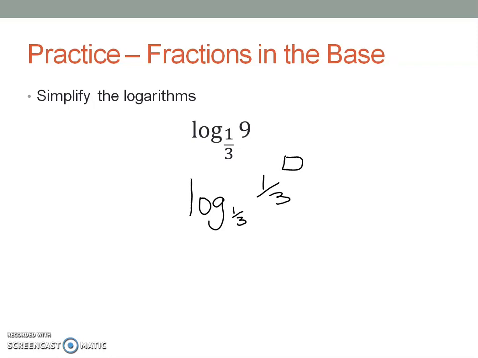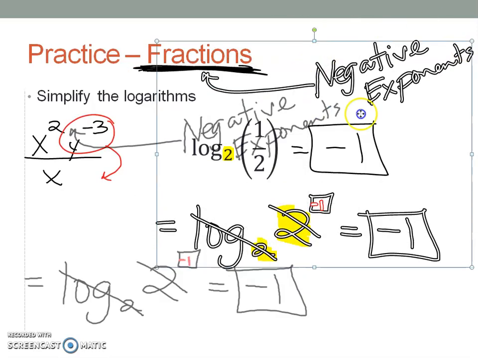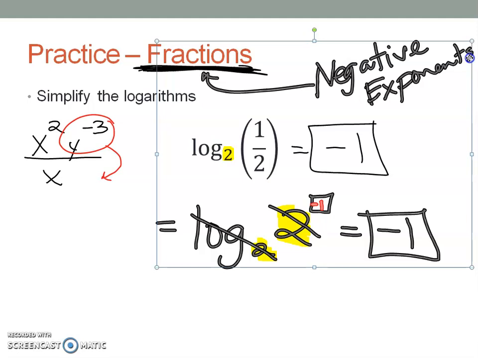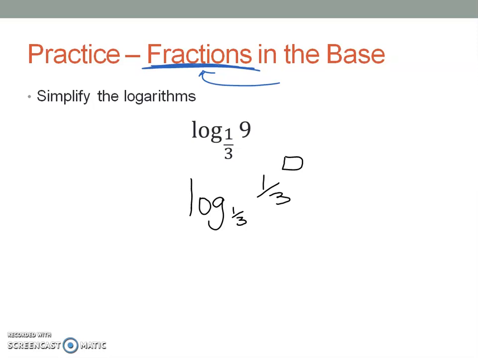Now, first, if you see fractions, what should we be thinking? If we see fractions, we should be thinking negative exponents. Okay, we should be thinking negative exponents. Okay, just because I have fractions in the base doesn't matter.